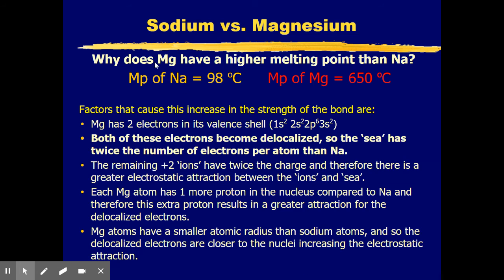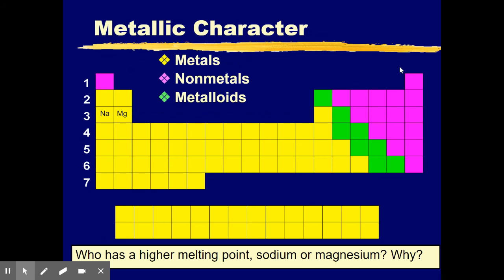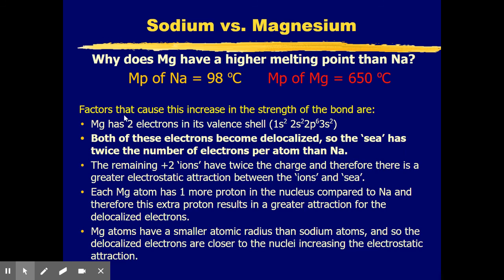So just really quickly, why does magnesium have a higher melting point than sodium? Sodium is right here. They're both in period 3, which means they have the same number of electron shells, except sodium is in group 1, so it only has one valence electron. Magnesium is in group 2, so it has two valence electrons, and it also means it has an extra proton in its nucleus.